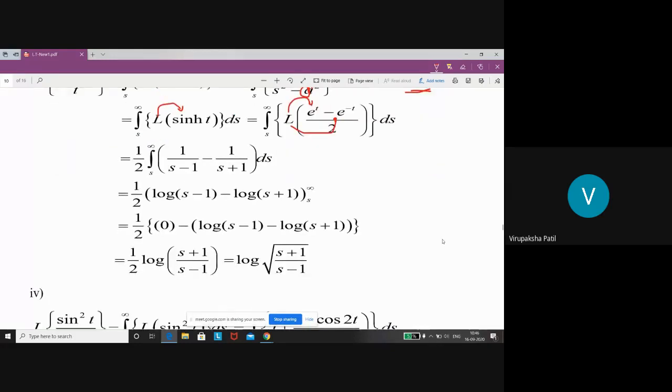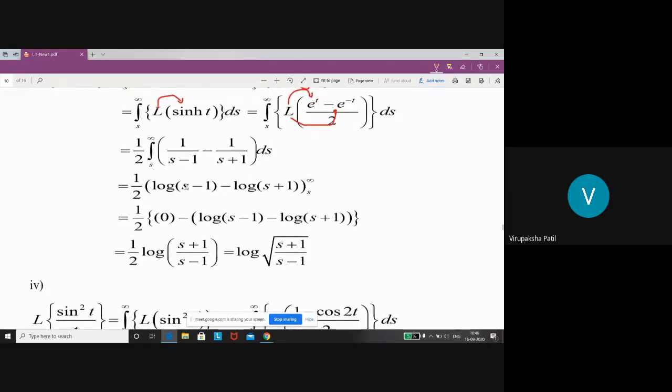Now putting the upper limit, it becomes log infinity. This also becomes log infinity. So completely the upper limit becomes 0. I have written it directly. Will it be okay?